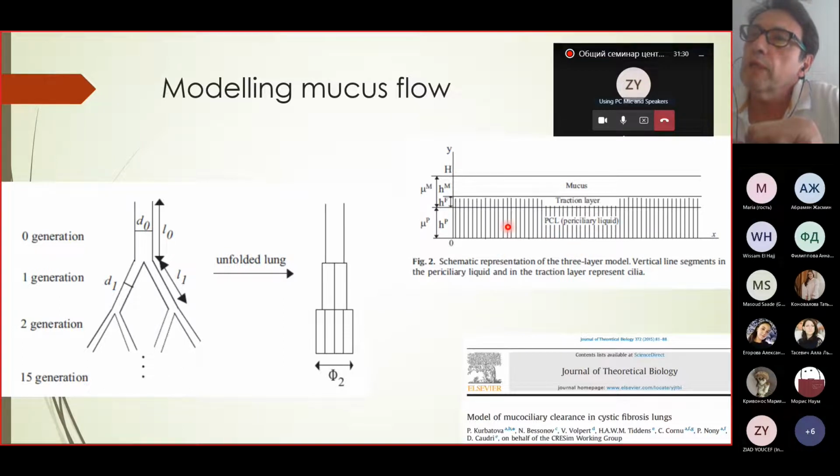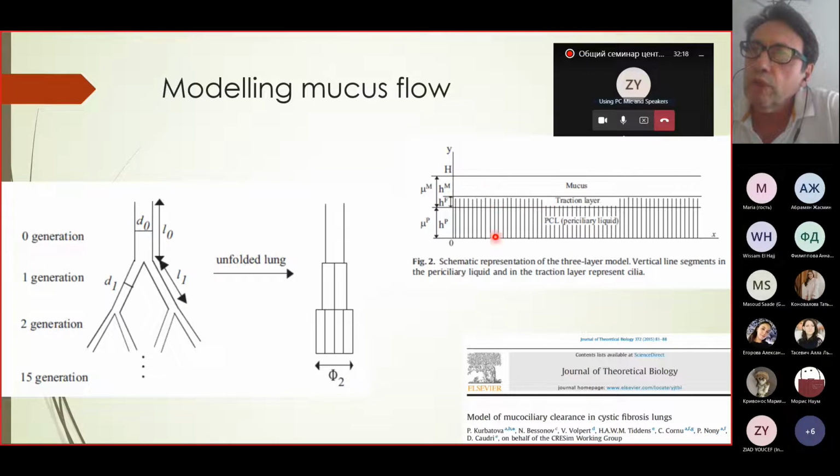Then there are two different liquids which form altogether what is called airway surface liquid. You see these vertical lines. This is cilia. The liquid which is below is called periciliary liquid. It's like water. It's not viscous, just like water. Mucus, which is above, is not like water. It is quite viscous. In between, there is a transition layer.